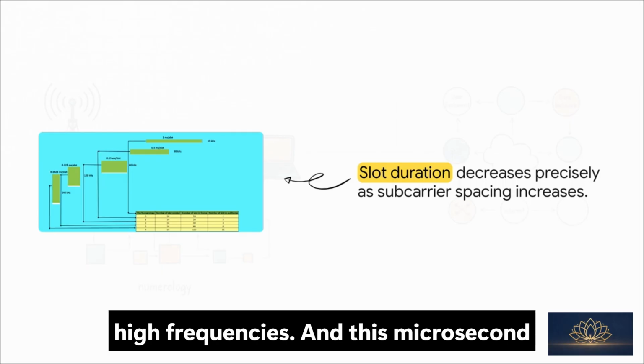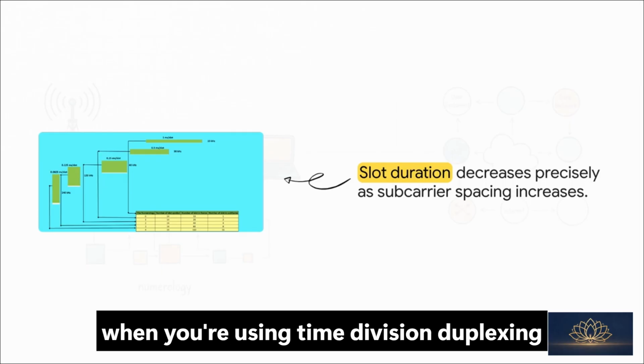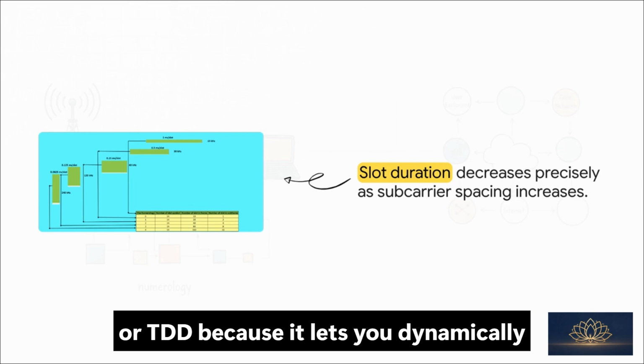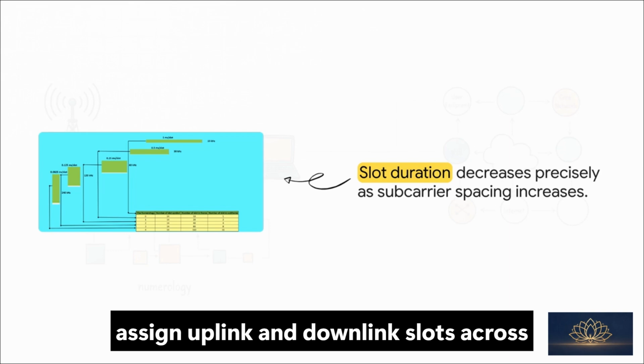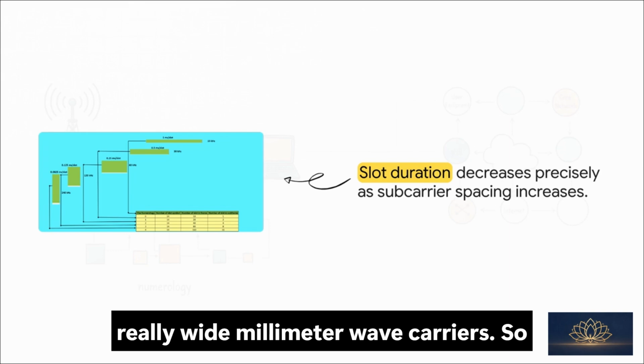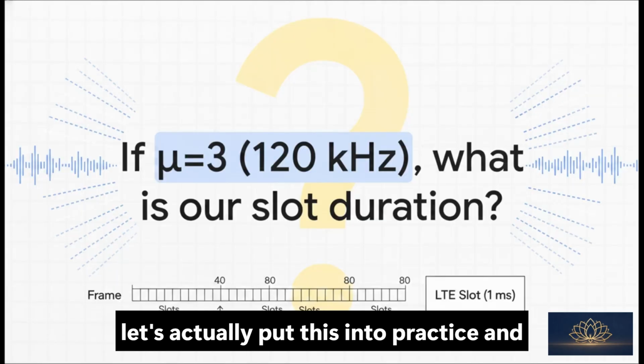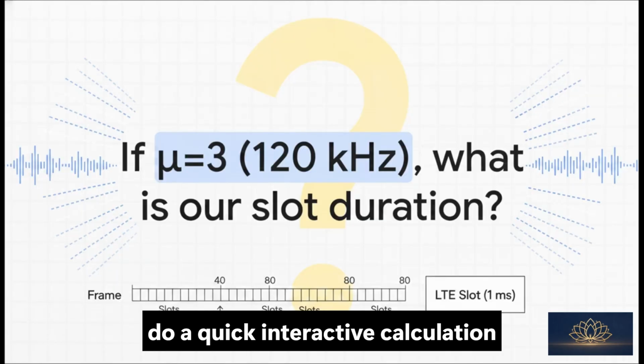And this microsecond flexibility is just incredibly powerful when you're using time division duplexing, or TDD, because it lets you dynamically assign uplink and downlink slots across really wide millimeter wave carriers. So, let's actually put this into practice and do a quick interactive calculation together.